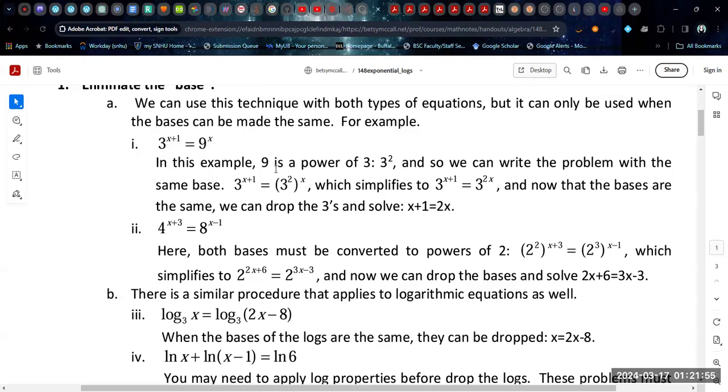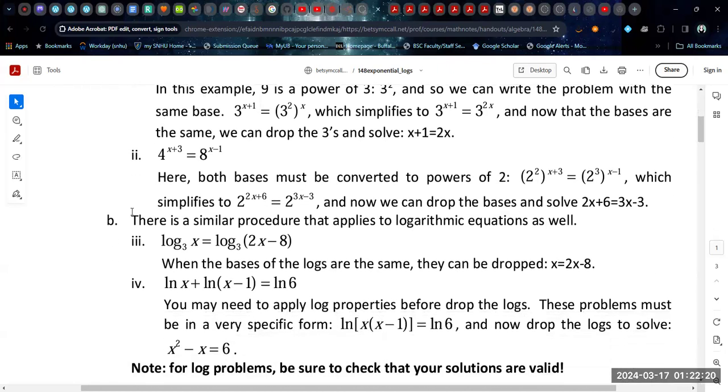Now 9 is a power of 3, it's 3 squared. So we can rewrite the right side of the equation as 3 squared to the x, which will simplify to 3 to the 2x. And now, since the bases are the same, we can drop them and just set the exponents equal to each other. And then you have a linear equation, and then you would solve from there.